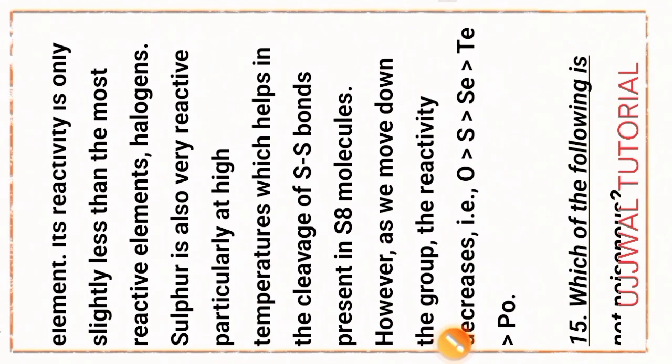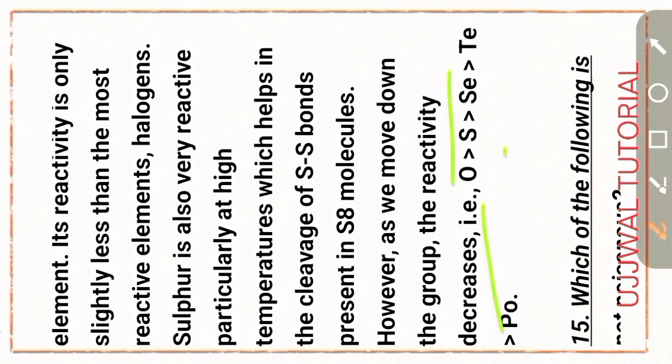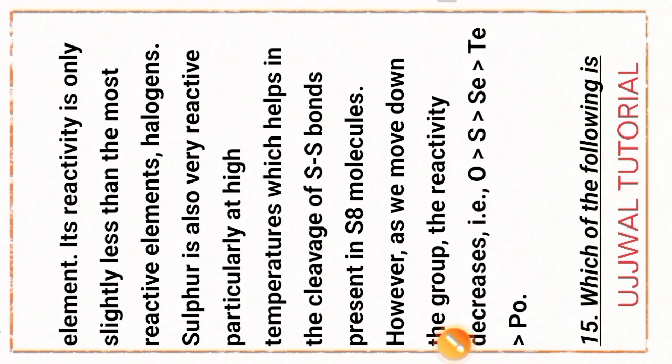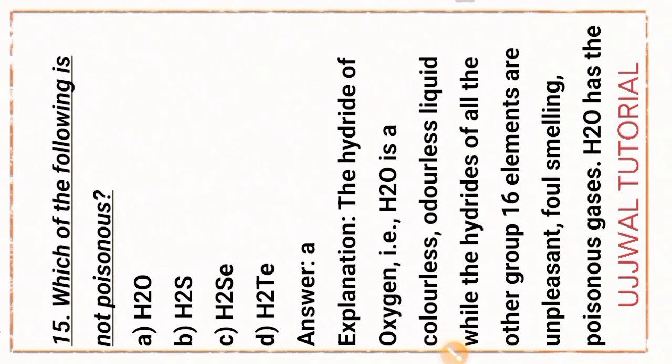However, down the group reactivity decreases. That is, the reactivity decrease is less than oxygen. That is due to the order oxygen greater than sulfur greater than selenium greater than tellurium greater than polonium. Okay, that is the reactivity series of group 16. Next question, my dear viewers, question number 15.